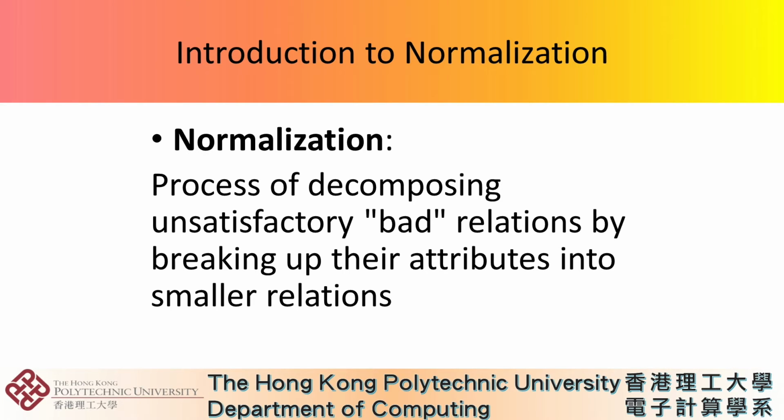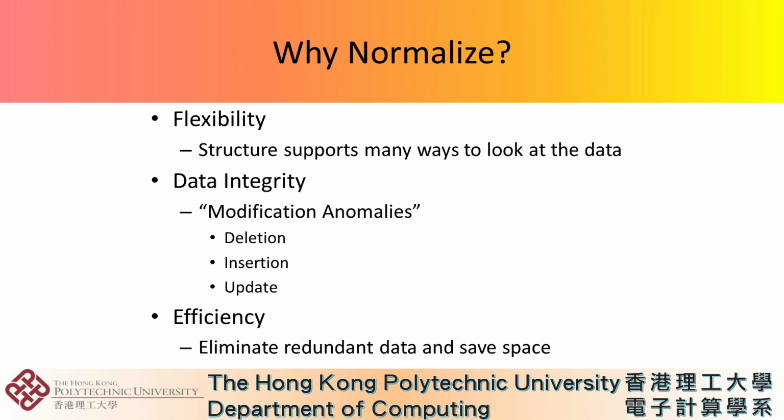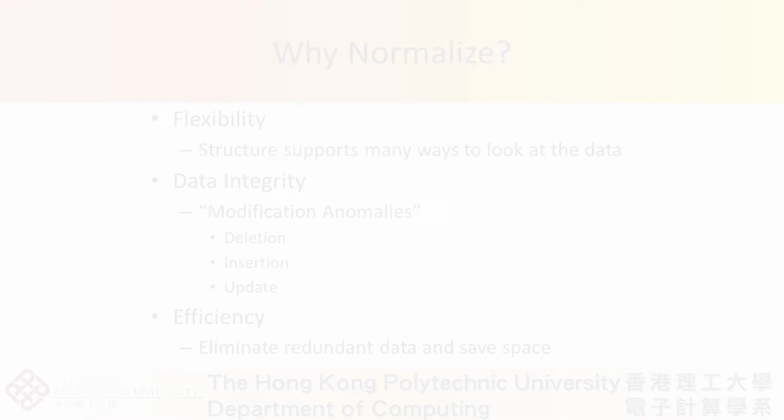Normalization is the process of decomposing unsatisfactory bad relations by breaking up their attributes into smaller relations. So why do we have to normalize? For flexibility, the structure supports many ways to look at the data. For data integrity, it helps prevent anomalies, including deletion, insertion, and update anomalies. For efficiency, it eliminates redundant data and saves space.